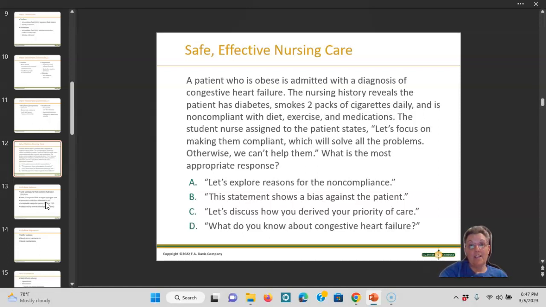There's a lot going on in this question. There's a lot of places you can take this, but in fact, it is not all about compliance. Right now, our biggest concern is the congestive heart failure.